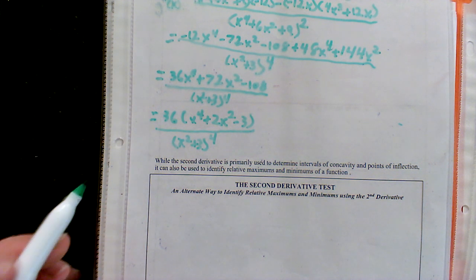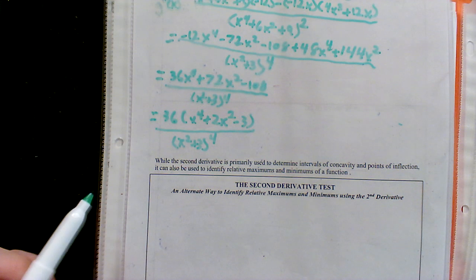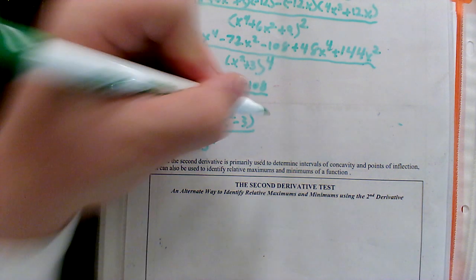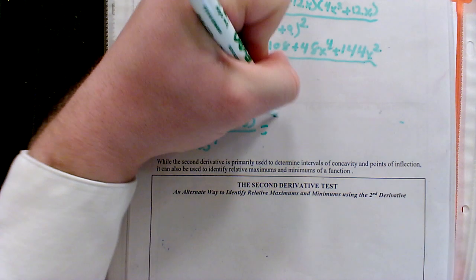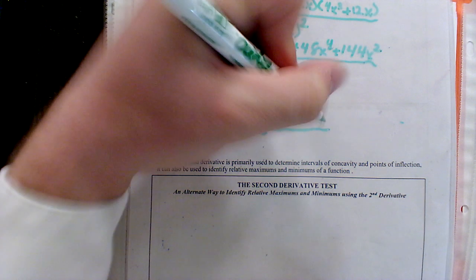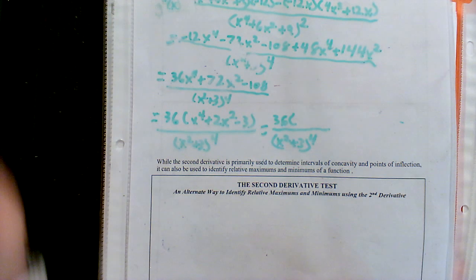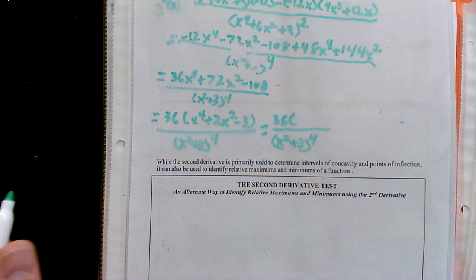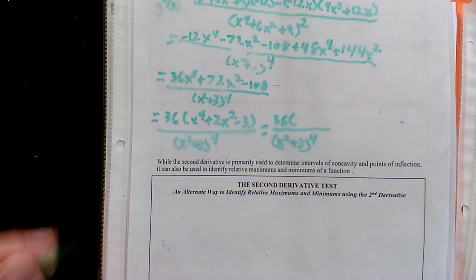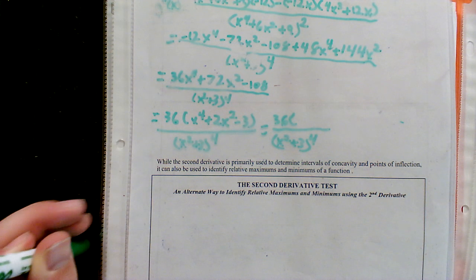Now, what would be really nice is if the top factored. So let's see if we can get that to factor at all. We have 36. We want to try to factor something on the top. The bottom we're going to leave the same. So let's see if we can factor on the top. Give it a try.